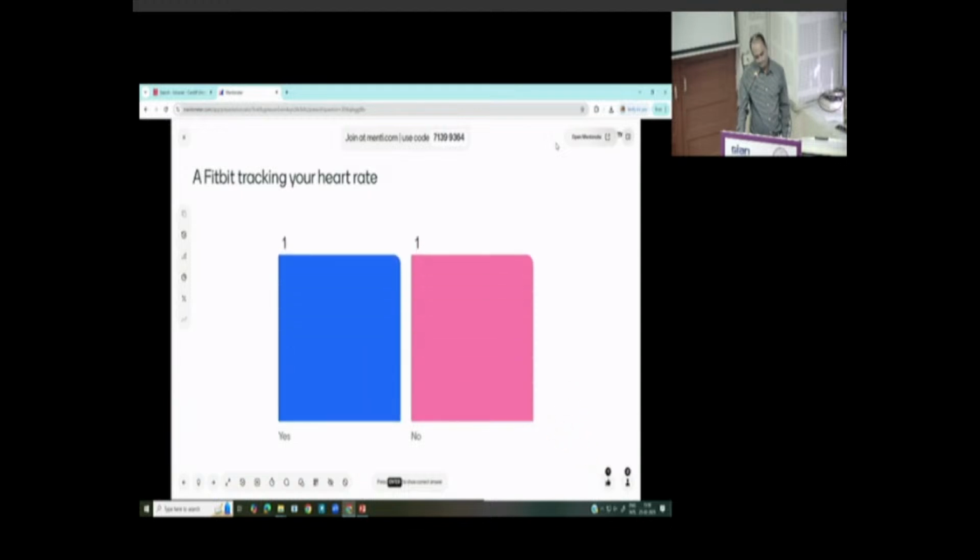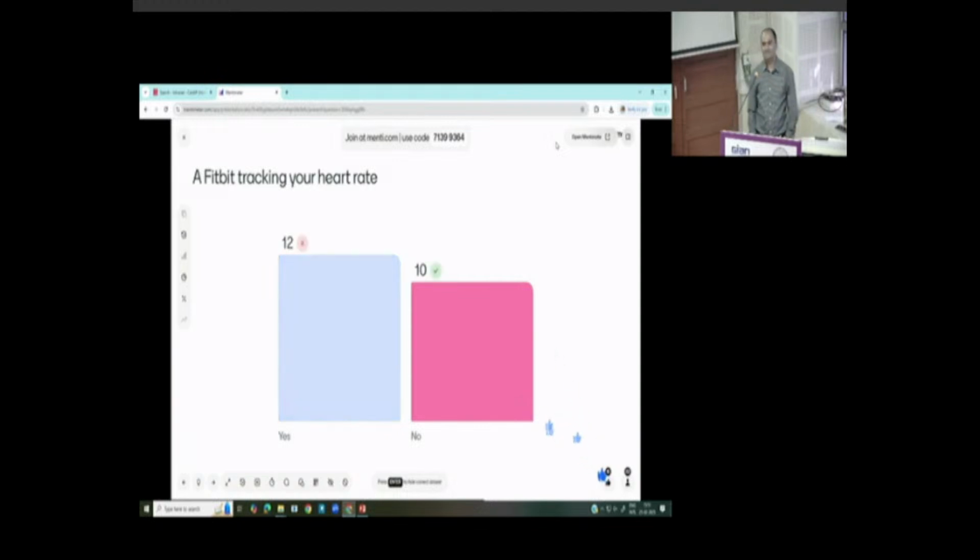A Fitbit tracking your heart rate. Is it a digital twin? Okay, almost equal, 50-50. Let's see what happens. No. Why? Any reasons? I already explained Google Maps. Now explain to me the Fitbit tracking. If it is not a digital twin, what is it? Any idea?